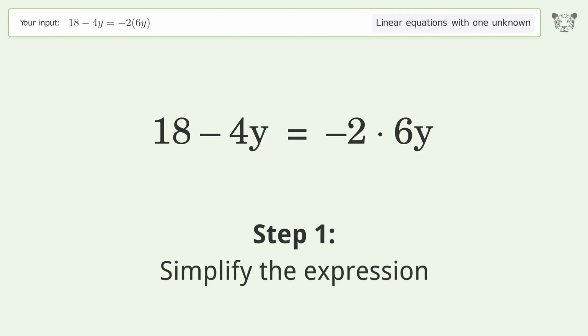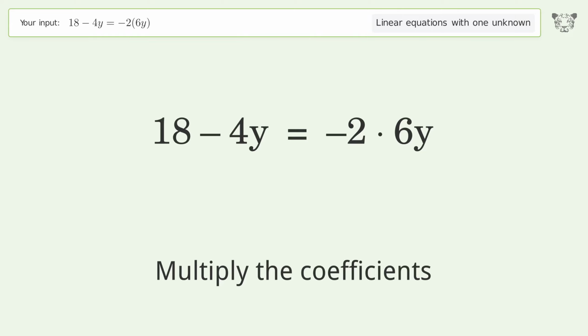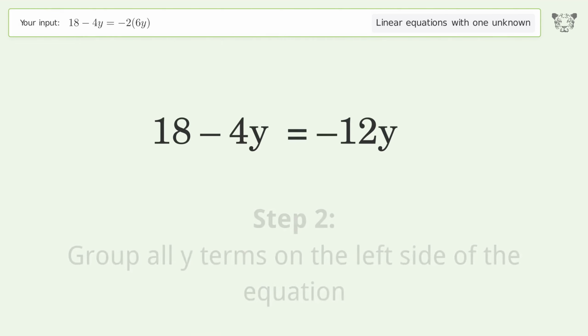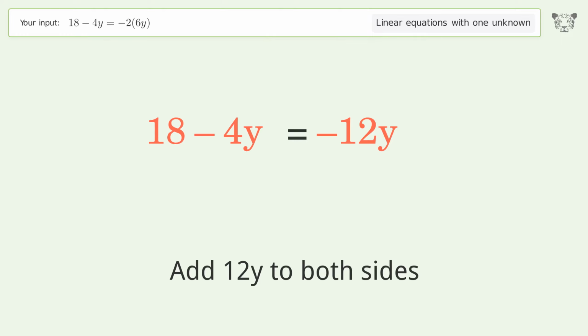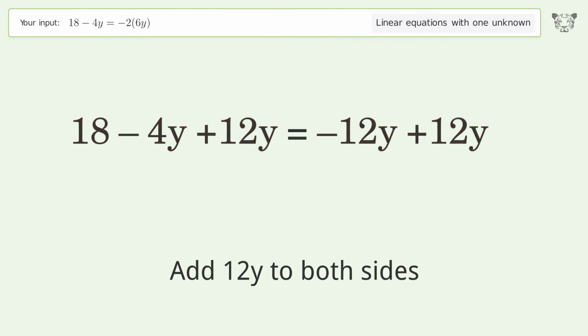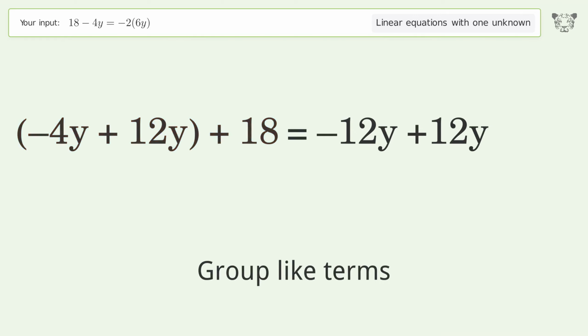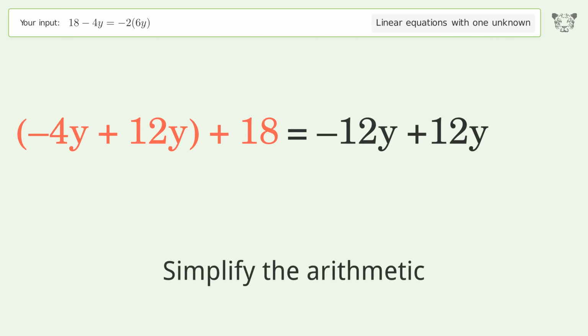Simplify the expression. Multiply the coefficients. Group all y terms on the left side of the equation. Add 12y to both sides. Group like terms. Simplify the arithmetic.